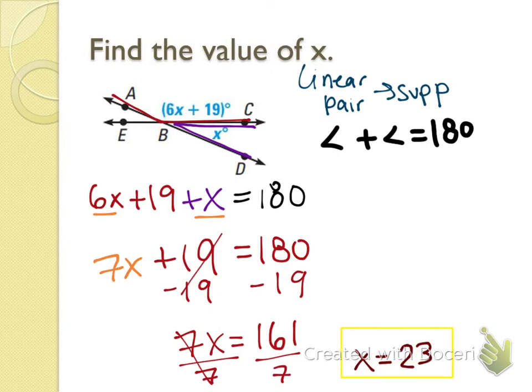Right now it just says solve for x. But if it said find the angles, you would plug it in. But here it just says x. Questions about this one?